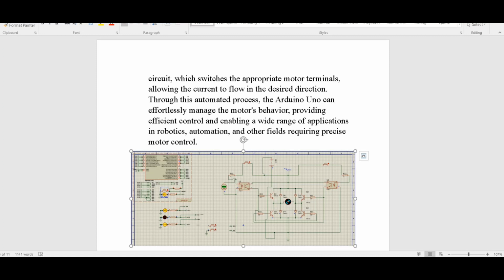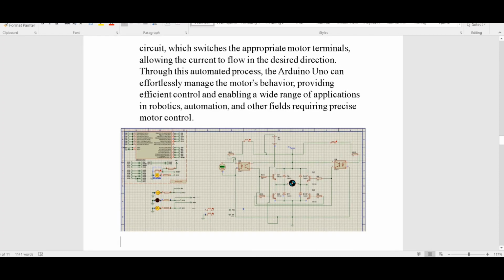Now, this is the automated process. The Arduino can effortlessly manage the motor's behavior, providing efficient control and enabling a wide range of applications in robotics, automation, and other fields requiring precise motor control. Now, you see how important the H-bridge is. And moving on to this.